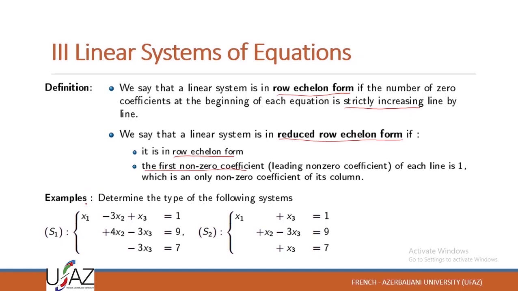Let's look at this example. Determine the type of the following systems. You see in the first equation coefficients are 1, minus 3, 1. In the second one we can write 0x1, 0, 4, minus 3. Here we can write 0x1 plus 0x2. Then coefficients are 0, 0, minus 3. As you see, the number of zeros at the beginning of each equation is strictly increasing. Because of this, the system S1 will be in row echelon form.